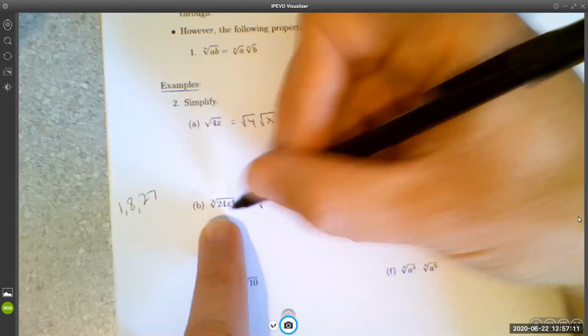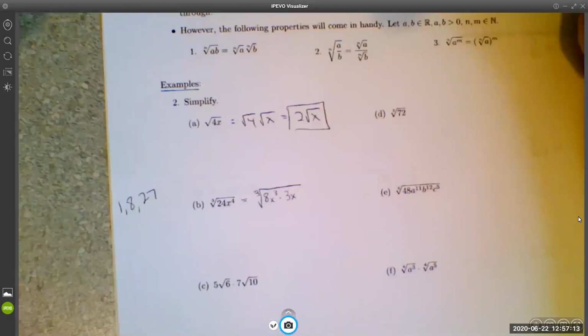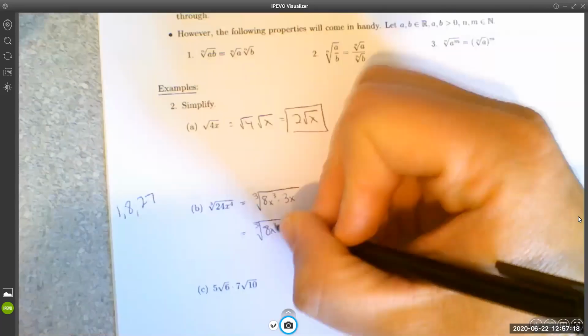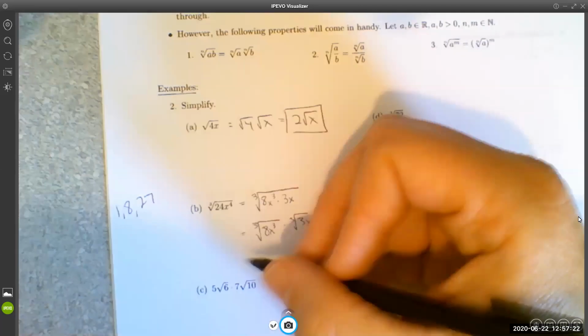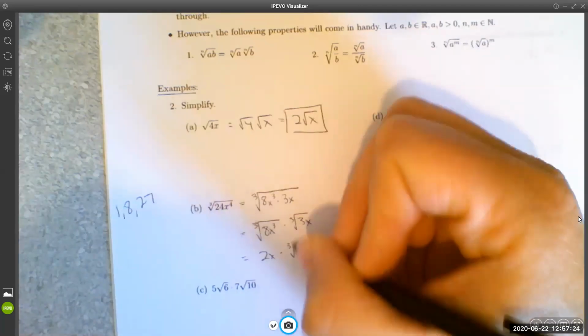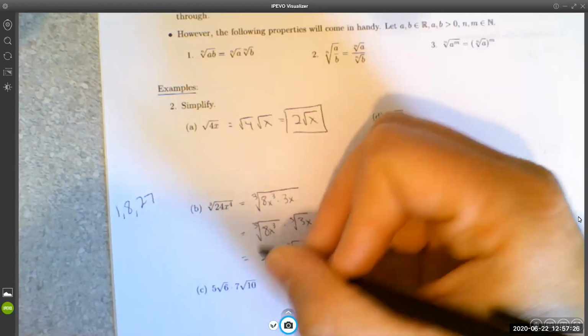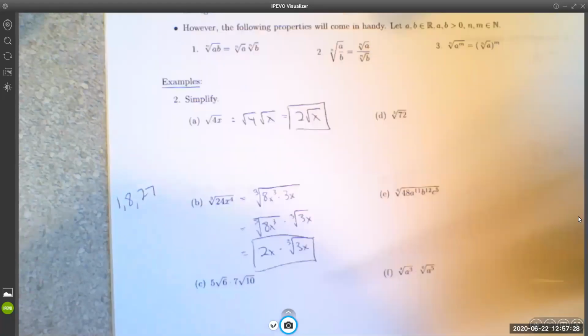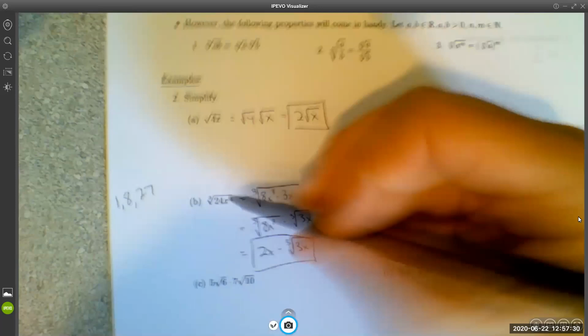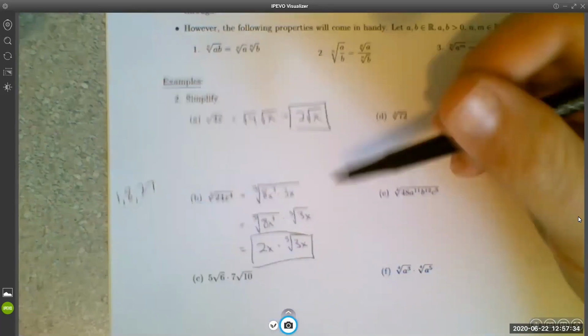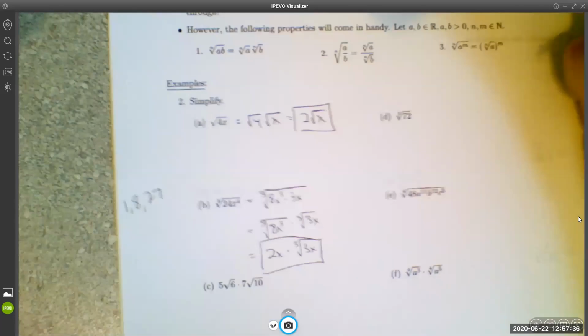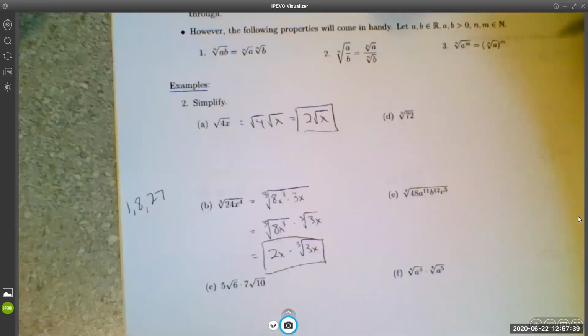And then the product rule tells us this is just going to be cube root of 8x cubed times cube root of 3x. And then the cube root of 8x cubed is just 2x. So there's the simplified version of what we started with there. I may not show so many steps when I do this, generally speaking, but that's kind of how this works.